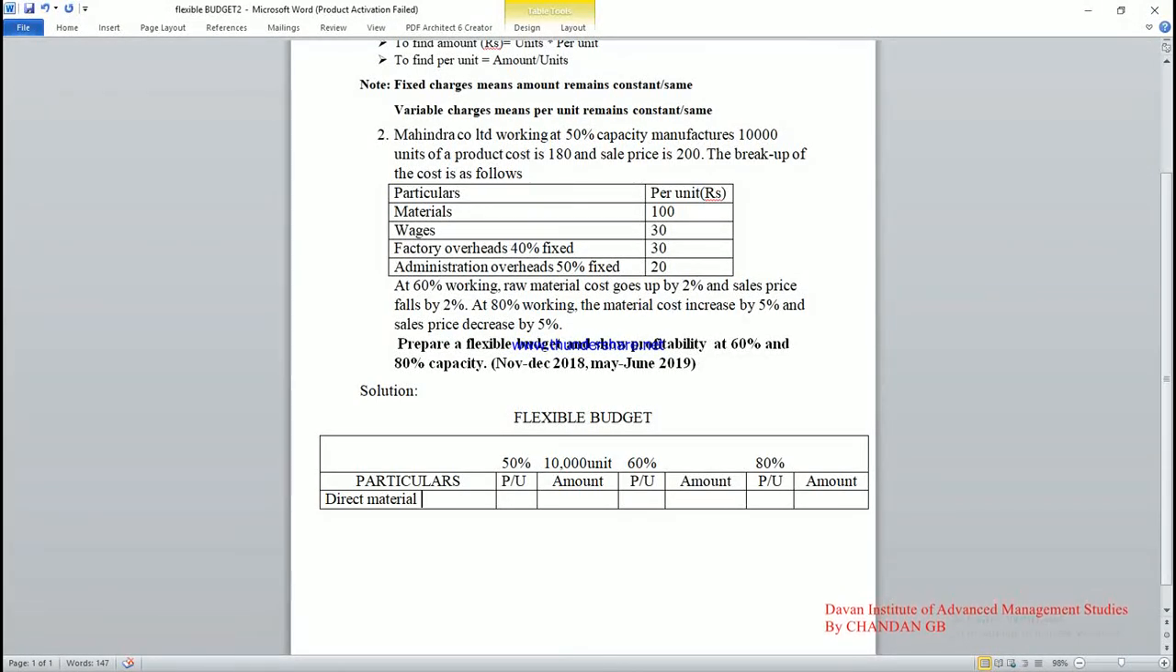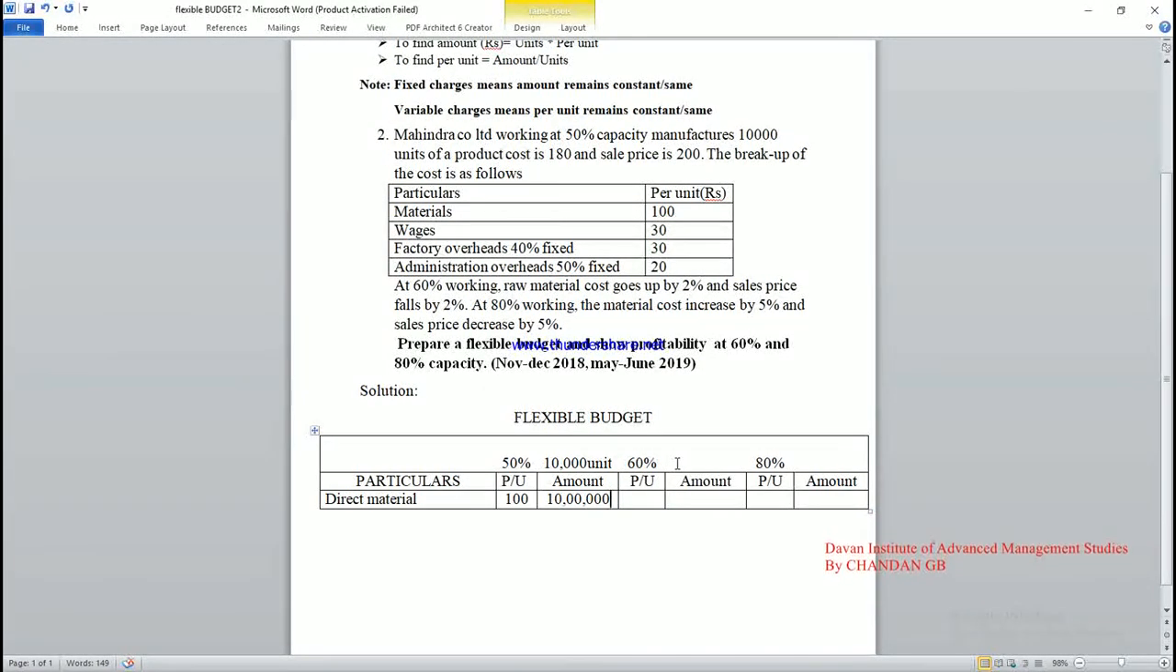First, start with the direct material. They are given the information: 50 percentage for 10,000 units. Material is 100. 100 into 10,000 will get 10 lakh rupees. Clear? So, if they mention 50 percentage capacity for 10,000 units, find out for 60 percentage how many units it has been produced.